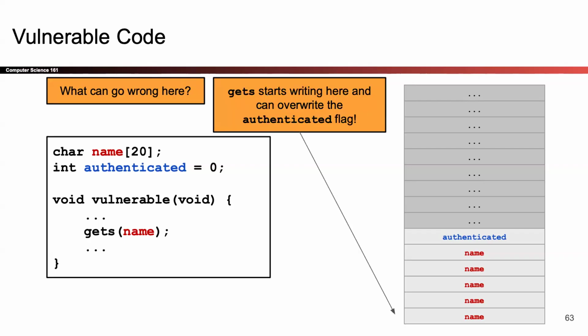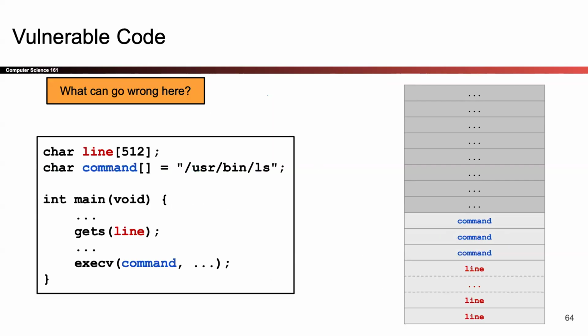But maybe that doesn't seem very serious, because how often do we have a global variable with a name and a global variable with an authenticated flag, and they just happen to be right after each other? Let me give you a little more intuition for why this could be a common problem. It doesn't have to just be an authenticated variable. It could be some shell command that later the program is going to run. The attacker overwrites that shell command, and now the program runs not the intended one, but one the attacker specified. The attacker can now run any command on your machine.